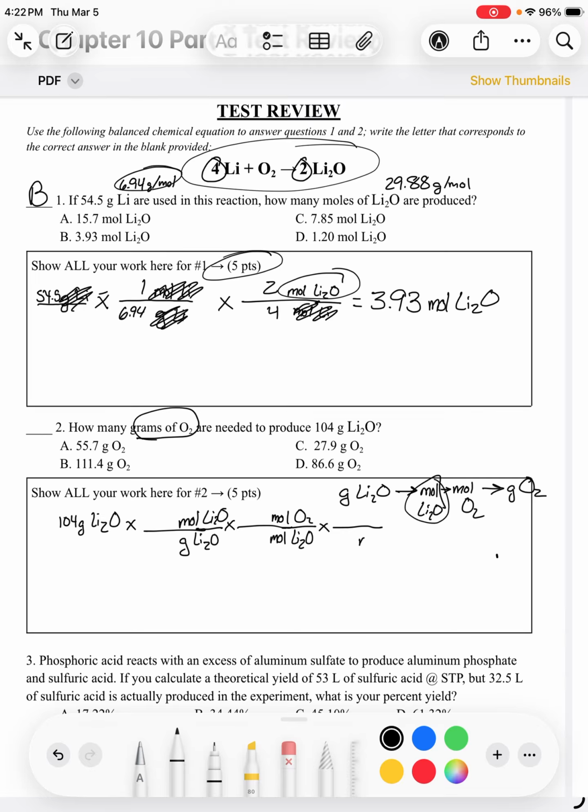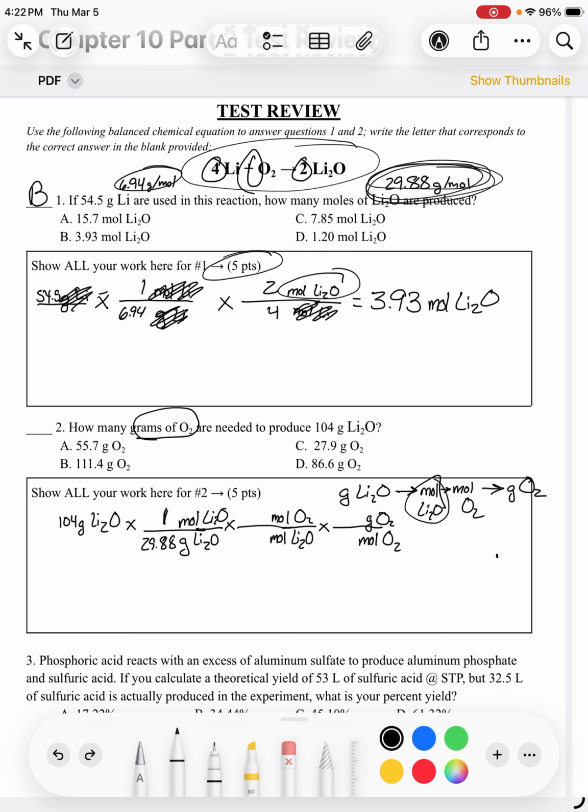And then moles of oxygen to grams of oxygen. Let's fill in these numbers, ready? In a mole to gram conversion, what number goes beside moles? Always 1. We have the molar mass for lithium oxide. It's up here, so I'm going to bring that down. It's our molar mass, so that's 29.88. Then we look at our balanced equation to get those coefficients.